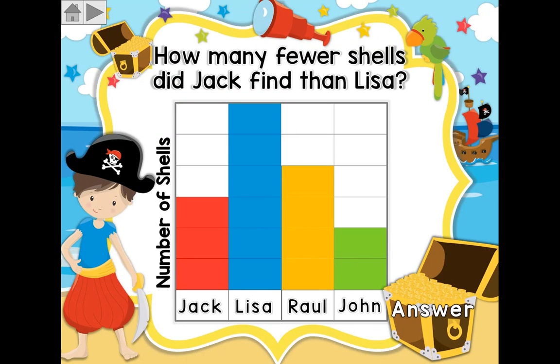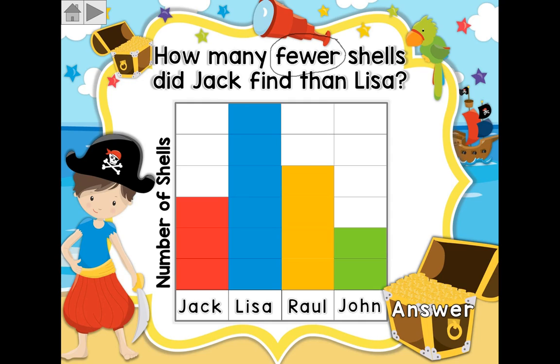The next question says, how many fewer shells did Jack find than Lisa? Do you see a keyword here that can help us to solve? If you said the word fewer, you are correct. Fewer tells me that I'm going to need to subtract. Now let's look at the numbers that we're using in our subtraction sentence. First, let's find out how many shells Jack found.